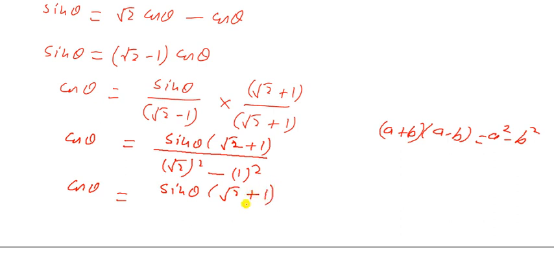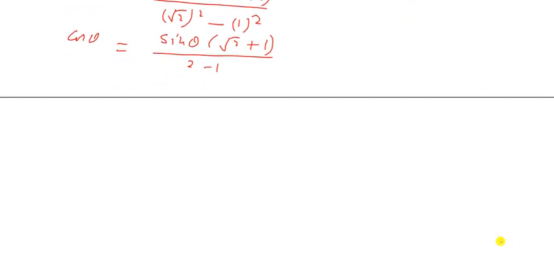So here cos theta is equal to sin theta and under root 2 plus 1 upon 2 minus 1. It becomes 2 minus 1, that is 1. So we can write here cos theta is equal to, multiply inside this one, under root 2 sin theta plus sin theta, upon that is 1 only. So we can write or not 1.